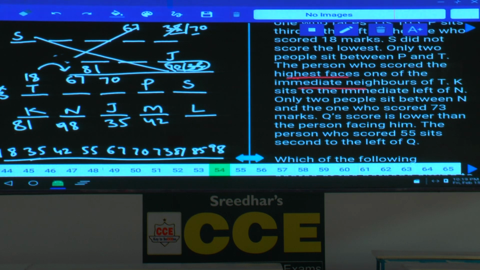K sits to the immediate left of N, only two people between N and the one who scored 73. N and 73, how many persons are there? There are two persons, and the person who scored 73 must be at that corner. Then 73 marks.